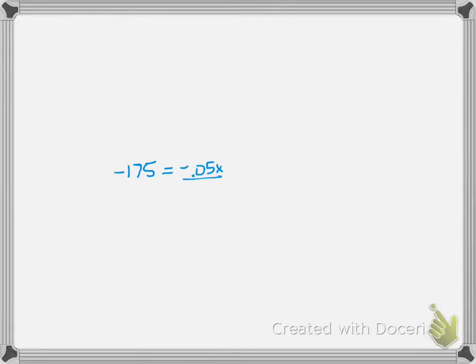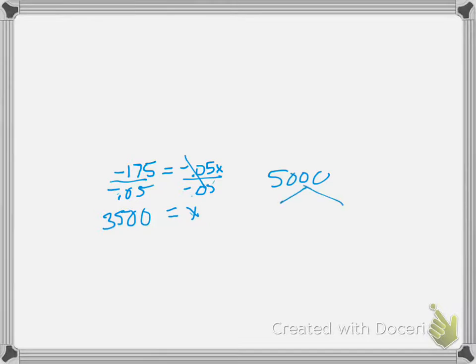So I'm going to still solve for x. I'm going to divide by negative 0.05. Negative 175 divided by negative 0.05 is going to give me a positive 3,500. Now remember, we said that he had $5,000 and he put x in one account and 5,000 minus x in the other account. So in one account, he must have put $3,500.